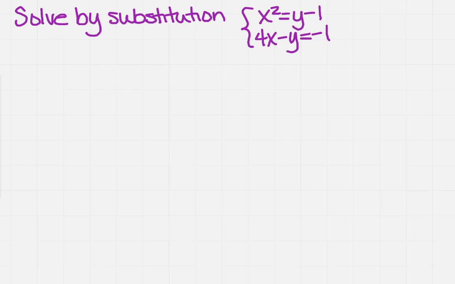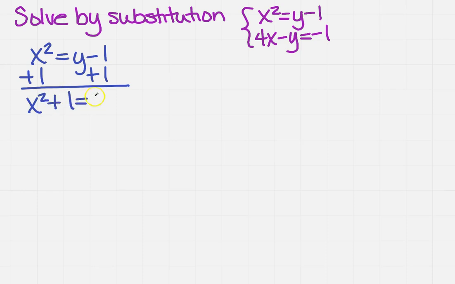So let's just kind of take baby steps. So first we want to do it by substitution. Well, I noticed that the first equation has x squared, y, and 1. My second equation only has an x and a y, so maybe if I solve the first equation for y, then I can plug it into the second equation. So let's try that. I'm going to have x squared equals y minus 1. So I'm going to get y by itself, so I'm going to add 1 to both sides. So I get x squared plus 1 equals y.